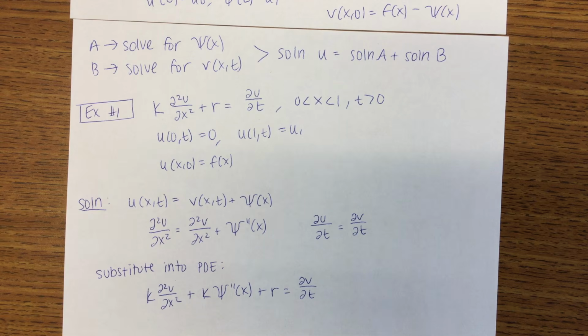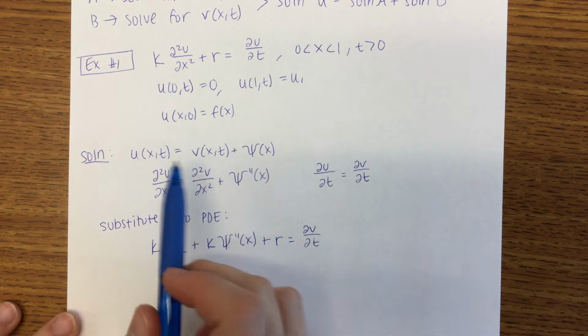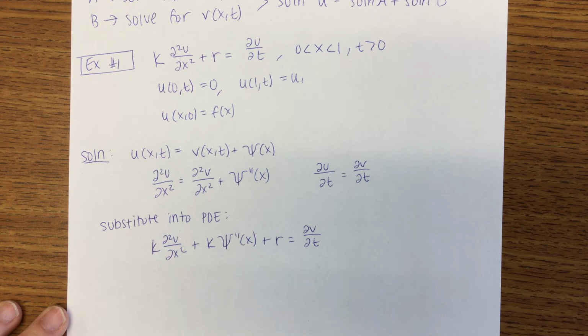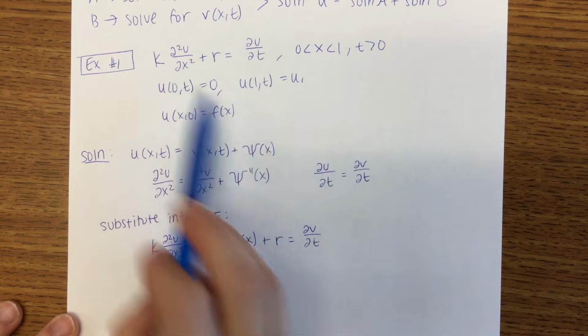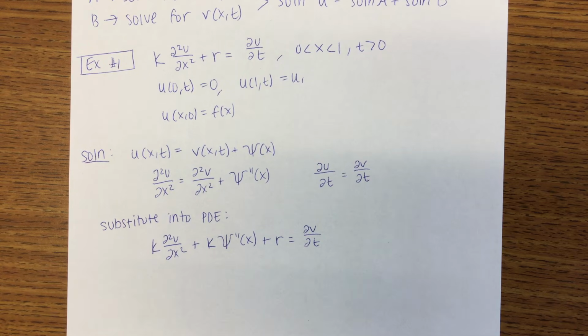Rachel, where did you get the partial u equals partial v? I just took the derivative of this with respect to t. Okay, why would we do that? I'm sorry, I was writing. That's line after solution. Yeah, so that we can substitute back into here. Okay, because this is going to help us now find the two equations that we need to solve.